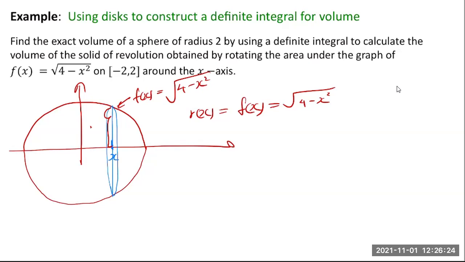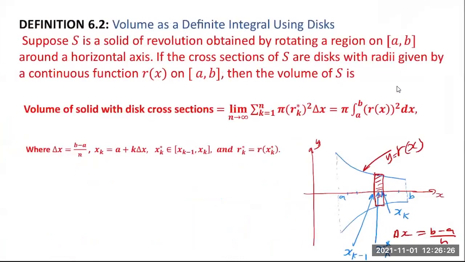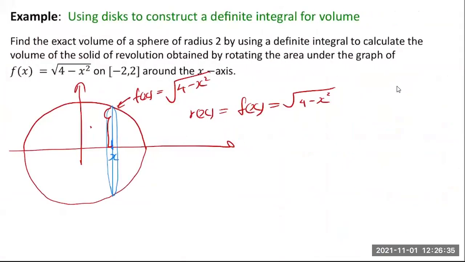So I can apply the previous definition to find the volume of this sphere. By the previous definition, the volume of this sphere is given by pi times the definite integral from a to b of r of x squared times dx. So you get the volume. Let me write volume.